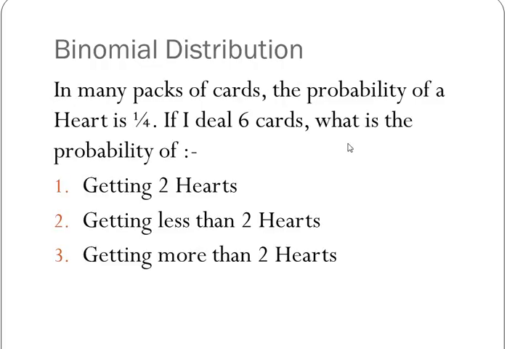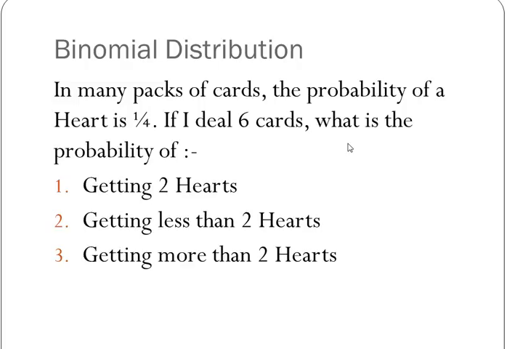So here's my distribution question. I will answer this actual question in the next video, but imagine I have many packs of cards. The probability of getting a heart is 1/4. If I deal 6 cards, and then it's giving me a series of probabilities. And I need to ask, is this a binomial distribution?